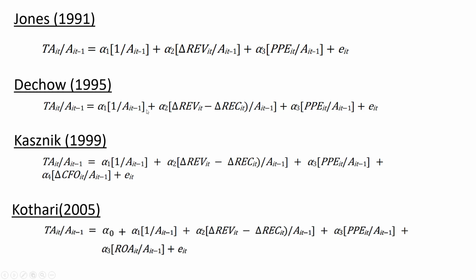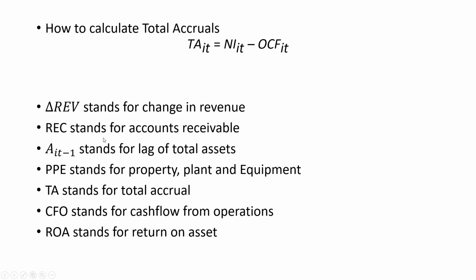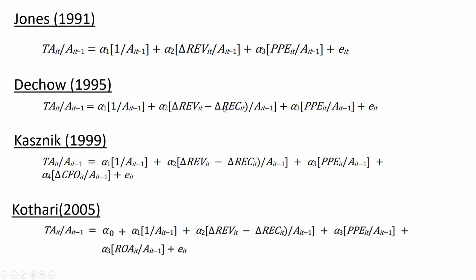Then the Dechow model is somewhat similar. We just use the change in accounts receivable, right? REC stands for accounts receivable. So change in accounts receivable is deducted from revenues, and the rest of the equation is exactly the same. Then the third model is also somewhat the same as Dechow 1995, except that we have change in cash flow from operations. And in the Kasznik model, if you can see, other models have the constant, but this one uses no constant.